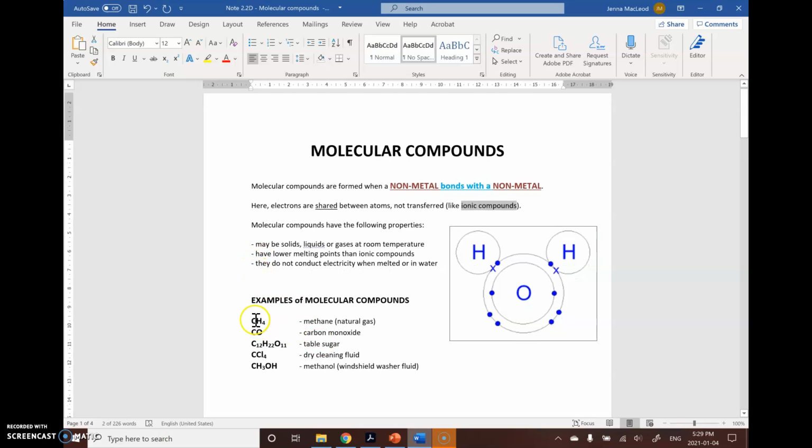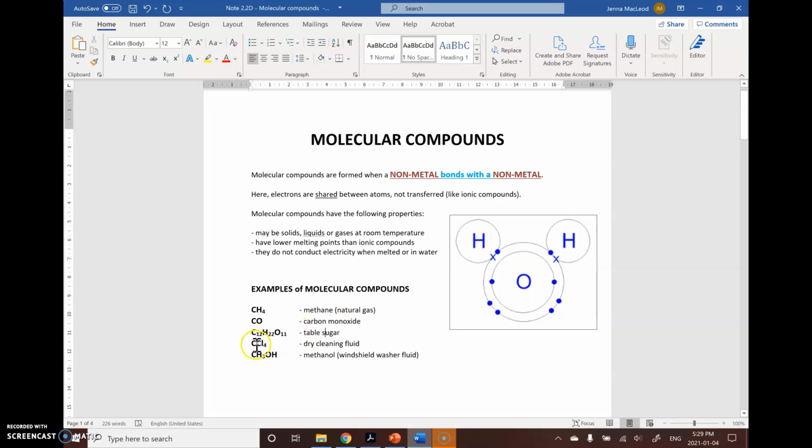Some examples: CH4, we call this methane. This is natural gas. CO is carbon monoxide. This is what comes out when you burn fossil fuels, like out of the tailpipe of your car or your truck or your sled. C12H22O11 is table sugar. CCl4 is dry cleaning fluid, and CH3OH is methanol, which is what we use for our windshield washer fluid.